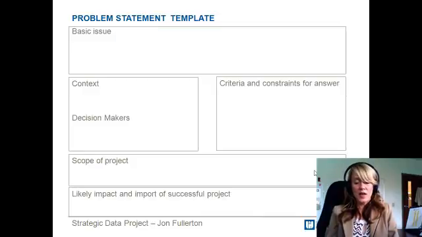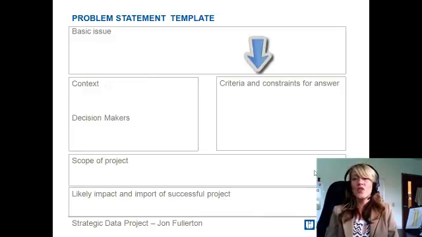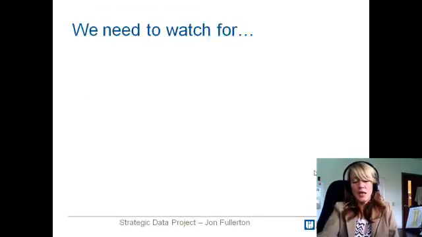The template also provides a place for you to capture things such as your contacts, key decision makers, the criteria and constraints for your answer, as well as the scope of your project and the likely impact or import of a successful project, i.e. your goals. A completed example of the problem-solving template is available on the Resources tab for this course.